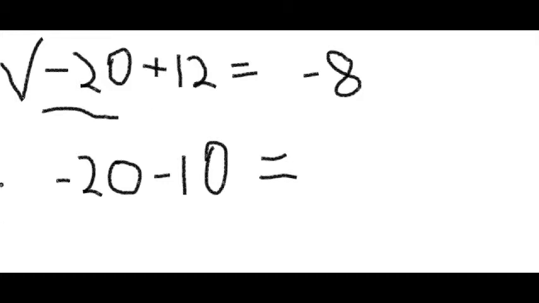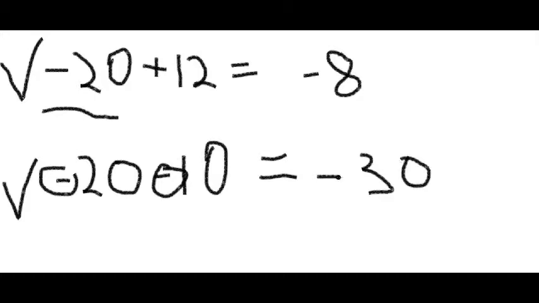But in this problem there's two negatives. So when signs are the same, all you do is add them together and take the sign of both numbers. Well, the sign of both numbers is negative, but all we have to do is add them. So 20 plus 10 is 30, and because they're both negatives, the answer is going to be negative. Easy enough.